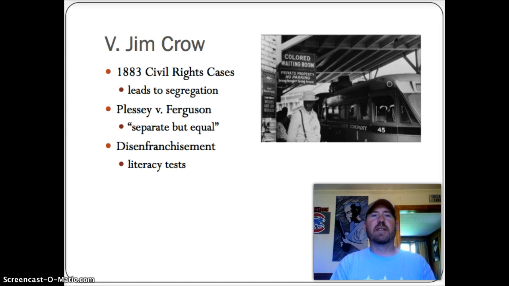Also, there's a lot of disenfranchisement. What that means is that there were hurdles that blacks had to overcome to be able to vote, in the form of literacy tests and poll taxes, which were the two main ones.